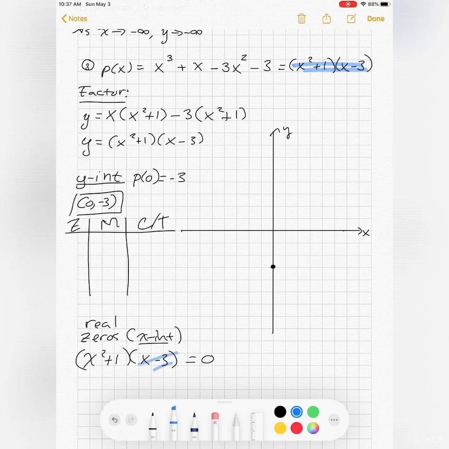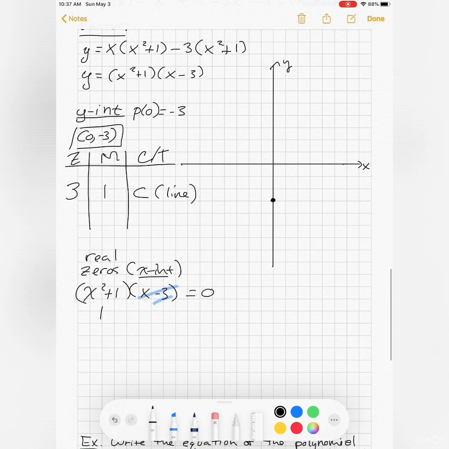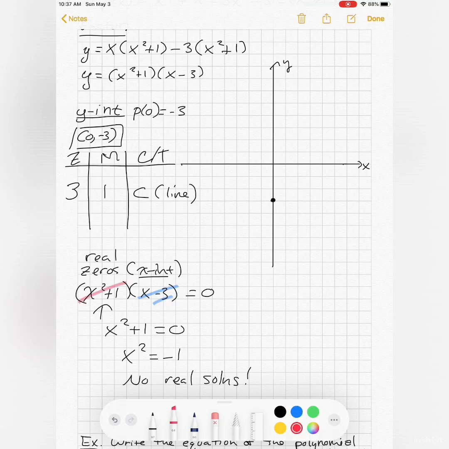So I'm going to get x equals 3, which has a multiplicity of 1. It crosses like a line. What about this factor? Well, if I set x squared plus 1 equal to 0, there are no real solutions. So this factor does not contribute any x-intercepts or real zeros. So this is kind of an interesting one, because the only x-intercept is at x equals 3.